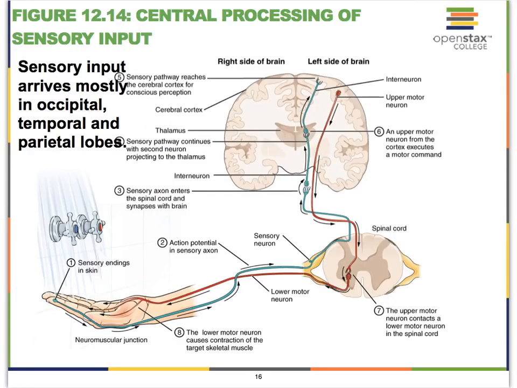Now, in addition to that, we see some complex association areas that we will be discussing as well. We're first going to focus on the many primary sensory areas in the cortex of the cerebrum. And you'll see pretty quickly that most of the sensory input is going to arrive in primary sensory areas that are located in either the occipital lobe, temporal lobe, or the parietal lobe on either side of the brain.